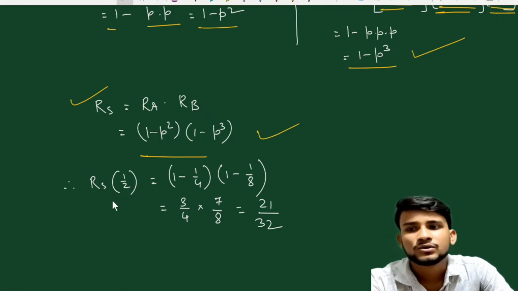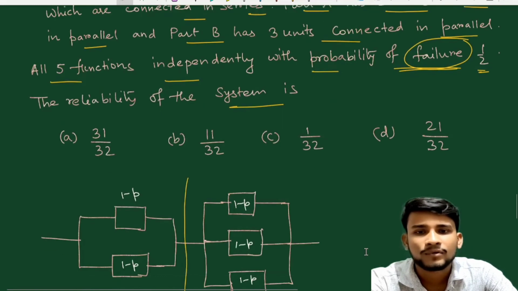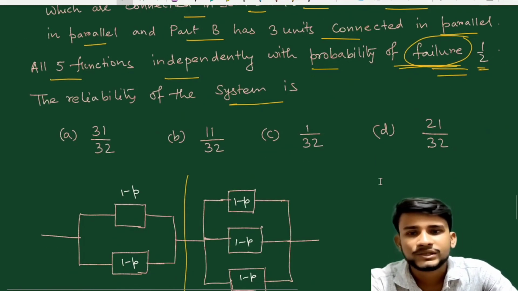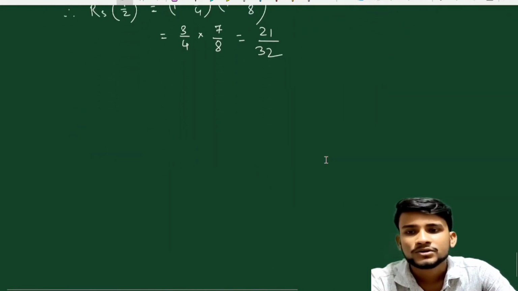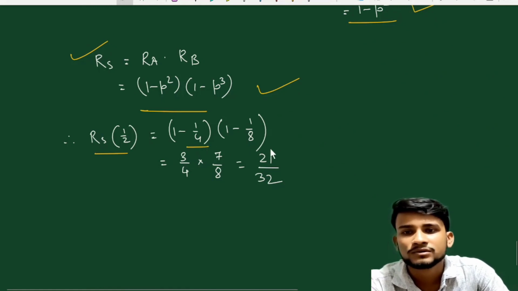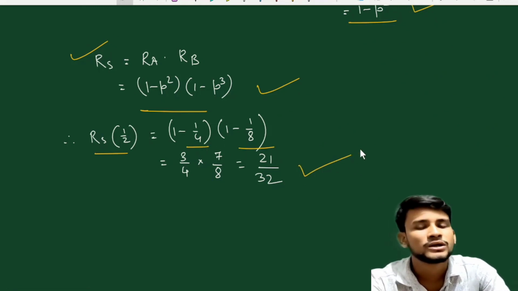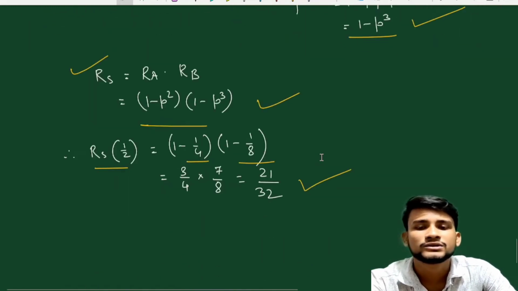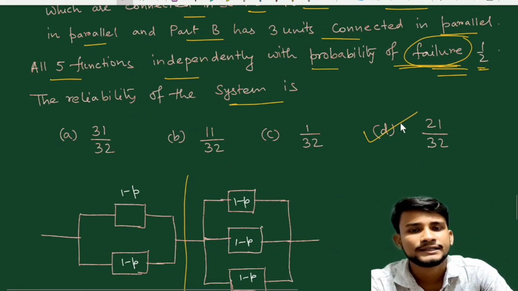Now we have to calculate with p equal to half, the failure probability. So we just put the value p equal to half. Rs(t) equals (1 minus 1 by 4) into (1 minus 1 by 8), which is equal to 21 by 32. This is the answer, and these are the questions from CSIR NET. So 21 by 32, option D, is the correct answer.